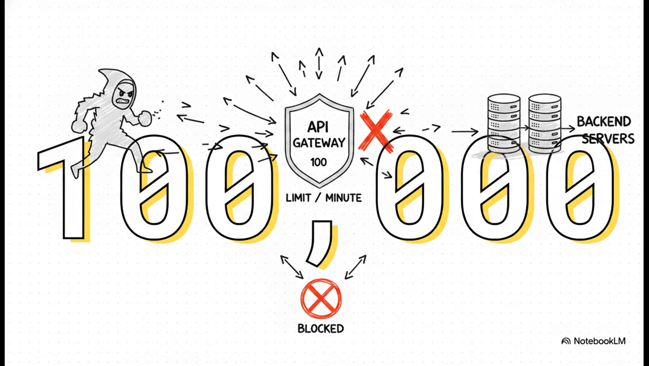But the API gateway has this brilliant feature called rate limiting. It can be configured to just say, hey, limit this user to 100 requests per minute. And those remaining 99,900 malicious requests, they get automatically blocked right at the door. Your internal infrastructure stays completely protected.